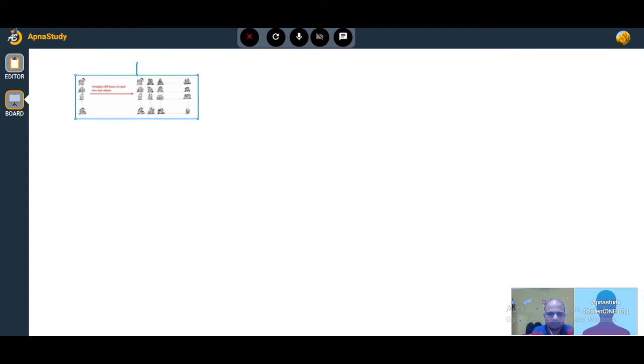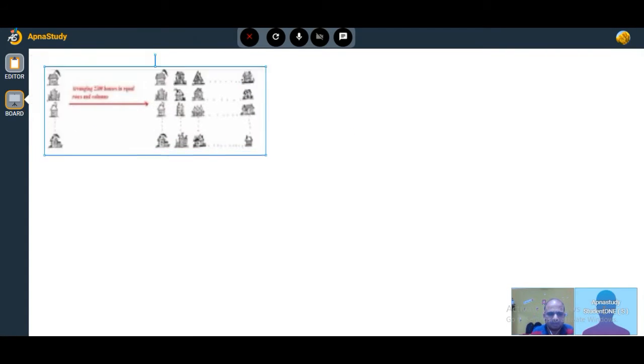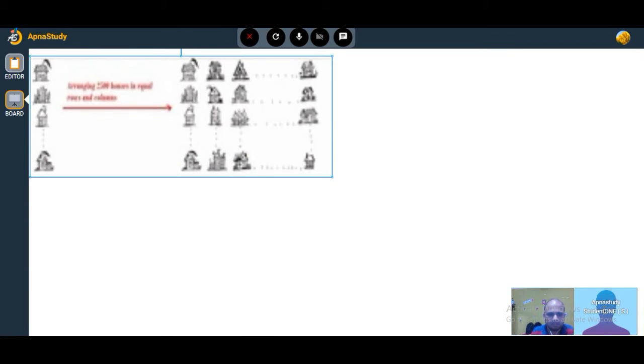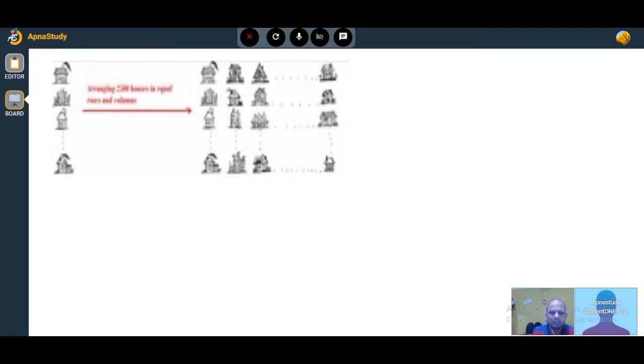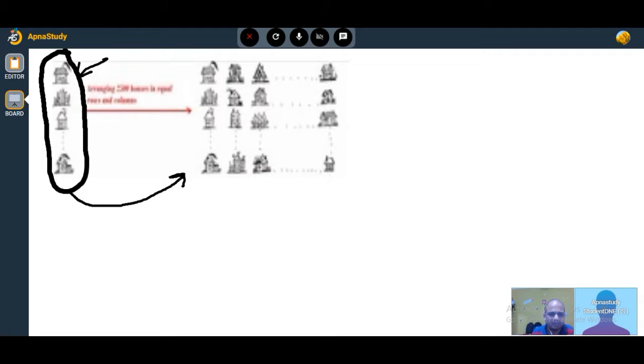Okay, let me maximize the image. So let me describe what the problem says. Suppose I have some number of houses, and there is some construction company. Now the construction company wants to create these houses in such a way that they will occupy an equal number of rows as well as an equal number of columns.